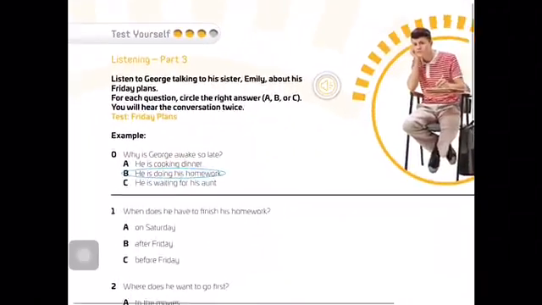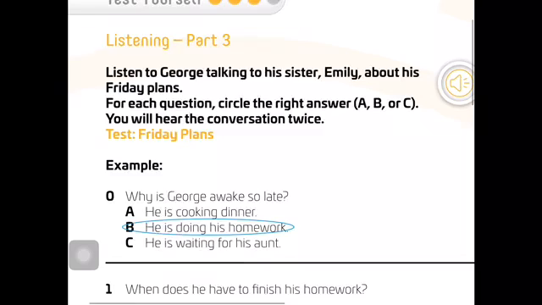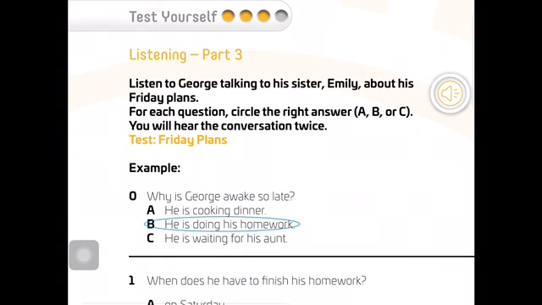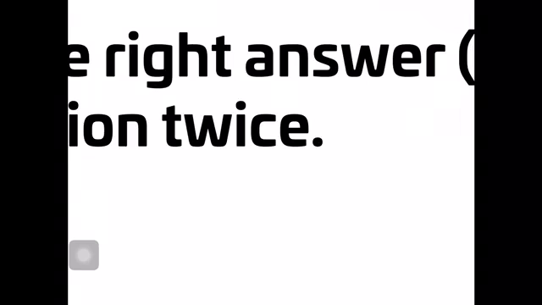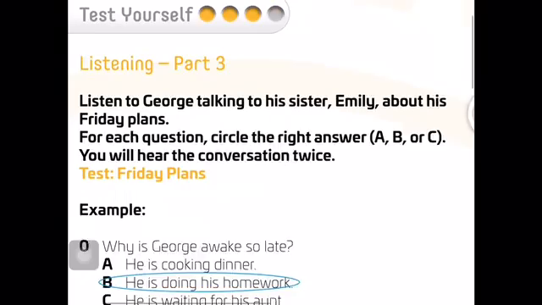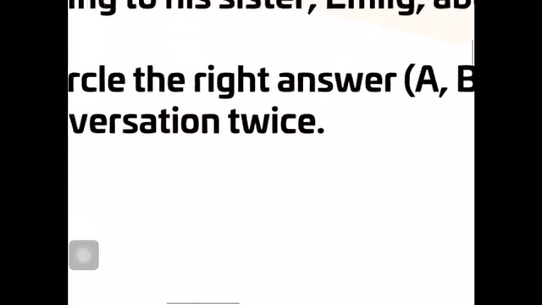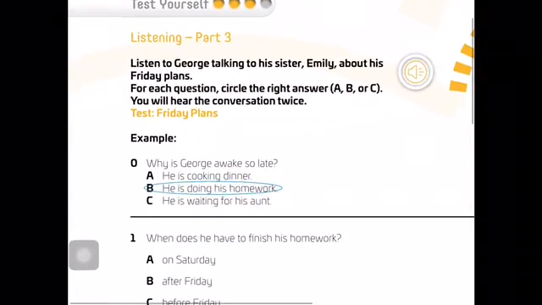This is a listening. Listen to George talking to his sister Emily about his Friday plans. For each question, circle the right answer, A, B, or C. You will hear the conversation twice. What is twice? Twice is 2 times. Okay, 2 times, twice. Once is only 1 time. If this is a new word for you, twice, you can write it in the previous page.